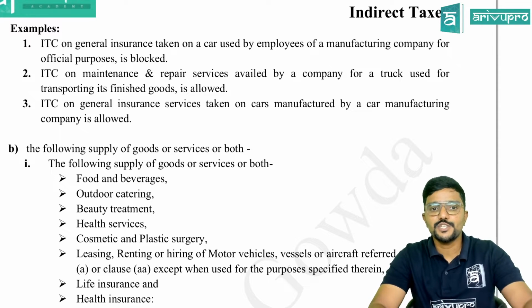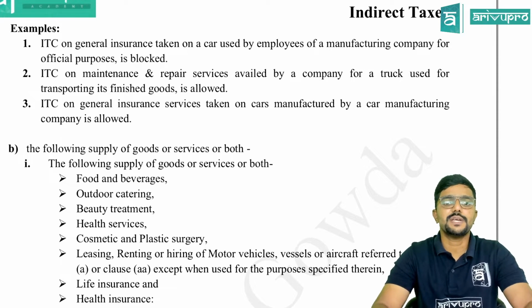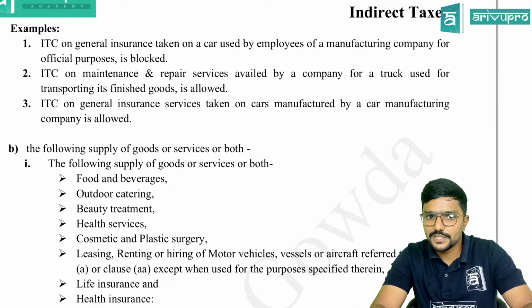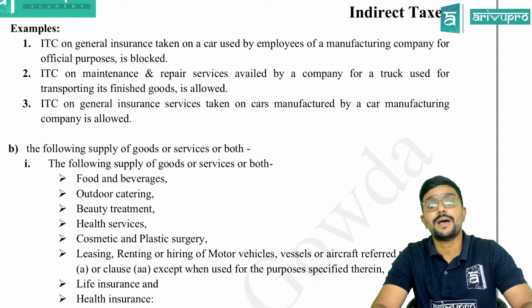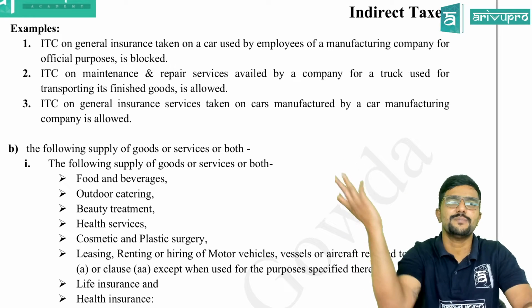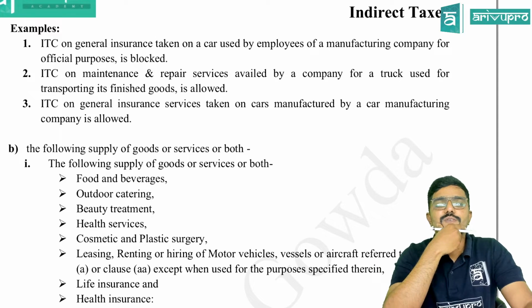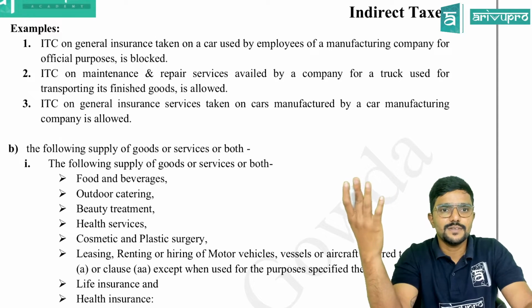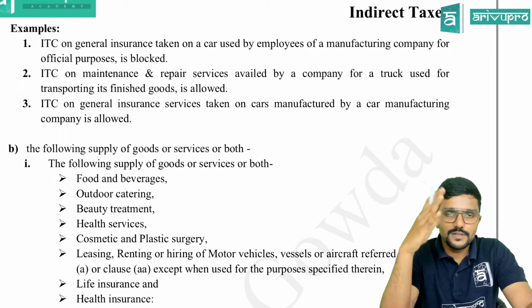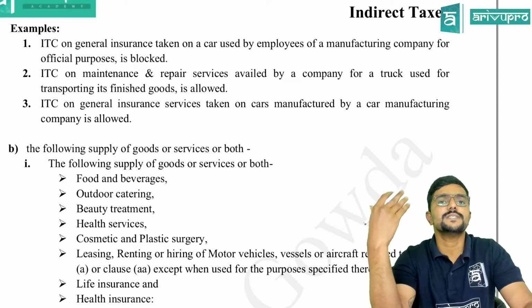ITC on general insurance taken on a car used by the employees of a manufacturing company for official purposes is blocked. Manufacturing, not manufacturing of car, some other manufacturing. Okay, so it is used for the employees. So in that case, credit is blocked. So even for motor vehicle also credit is blocked. Even for the insurance you are taking on that motor vehicle also is blocked.